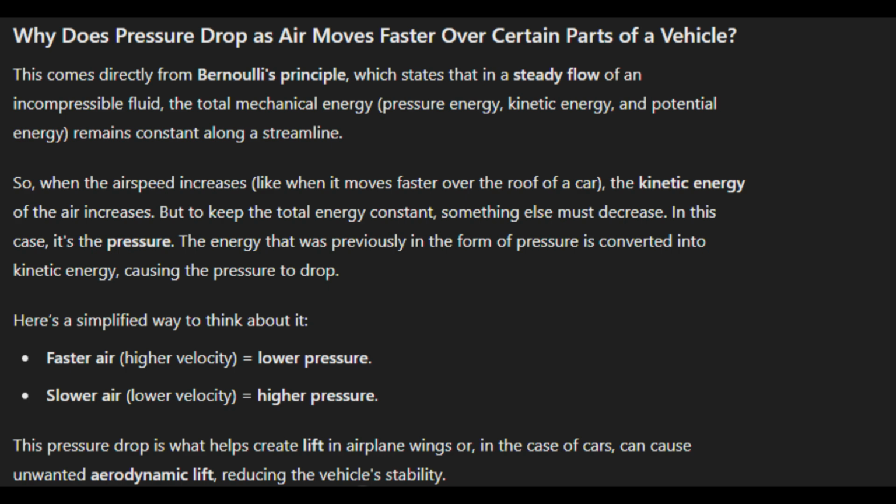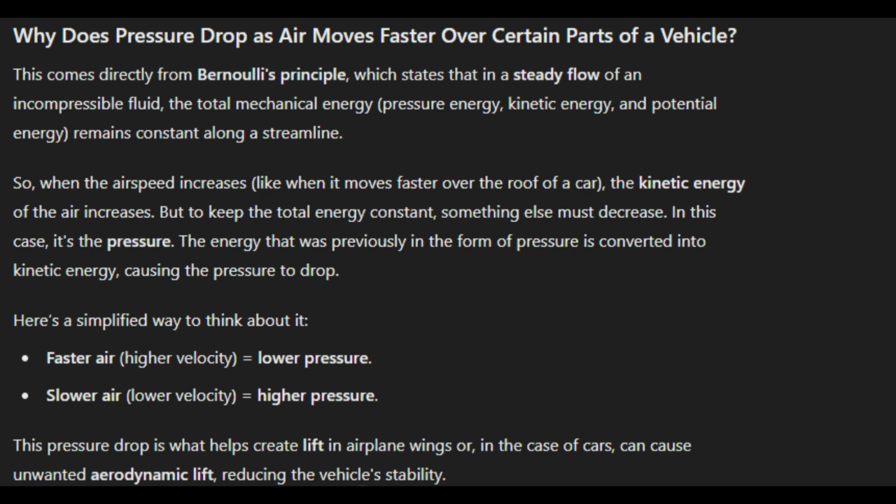Why does pressure drop as air moves faster over certain parts of a vehicle? This comes directly from Bernoulli's principle, which states that in a steady flow of an incompressible fluid, the total mechanical energy, pressure energy, kinetic energy, and potential energy, remains constant along a streamline. So, when the airspeed increases, like when it moves faster over the roof of a car, the kinetic energy of the air increases. But to keep the total energy constant, something else must decrease. In this case, it's the pressure. The energy that was previously in the form of pressure is converted into kinetic energy, causing the pressure to drop.